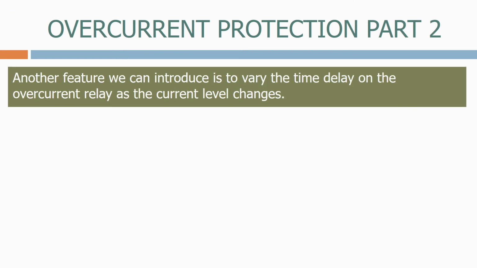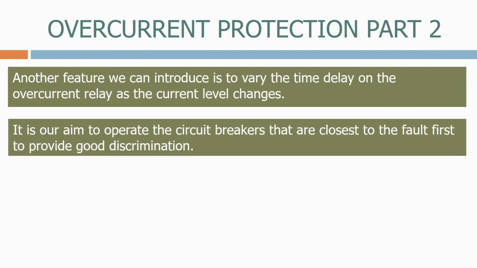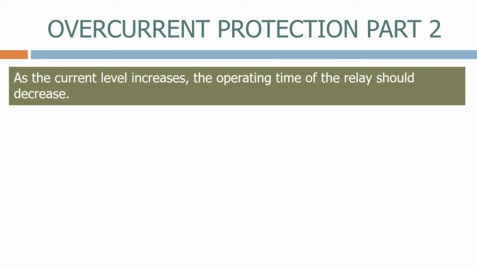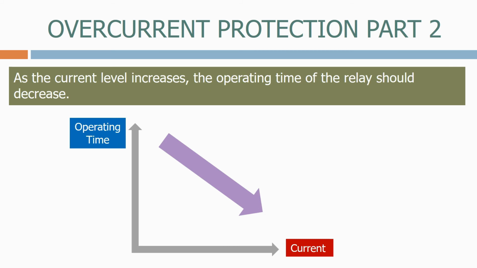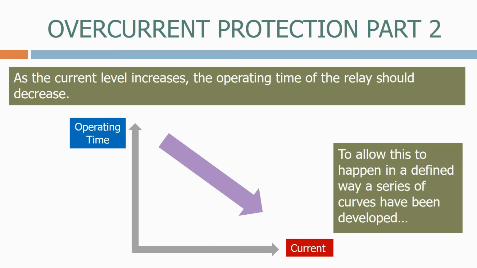Another feature we could introduce is to vary the time delay on the overcurrent relay as the current level changes. It is our aim to operate the circuit breaker that is closest to the fault first to provide good discrimination. As the current level increases, the operating time of the relay should decrease, as shown on this graph. To allow this to happen in a defined way, a series of curves have been developed.